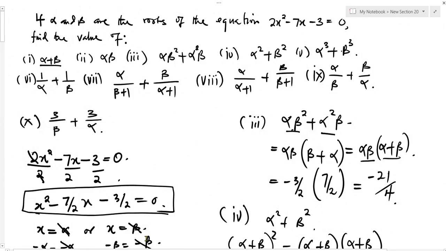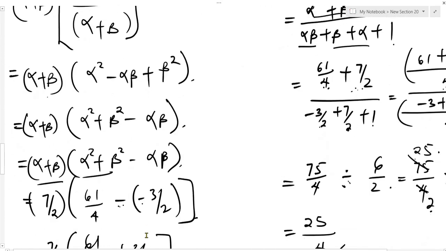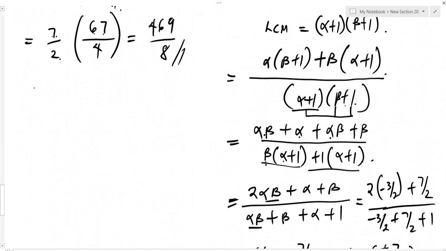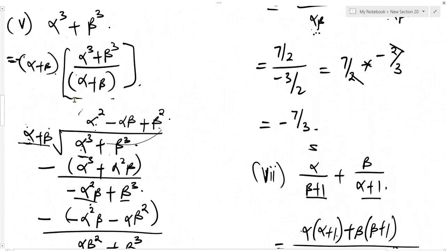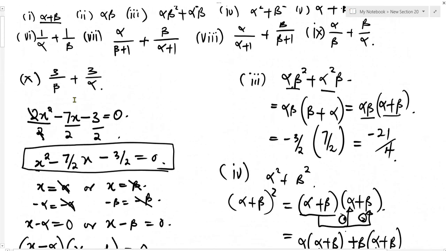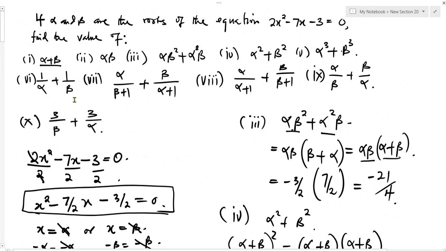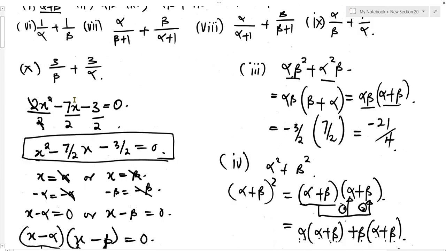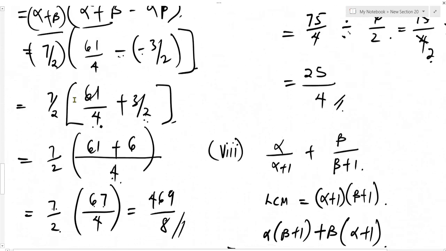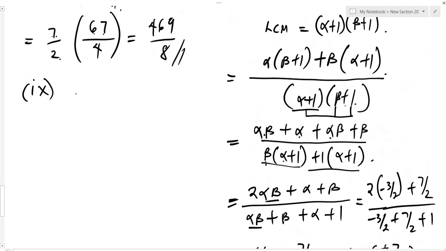So number 9, IX, sorry. The question for IX is alpha divided by beta plus beta divided by alpha. The LCM of this fraction is alpha beta.